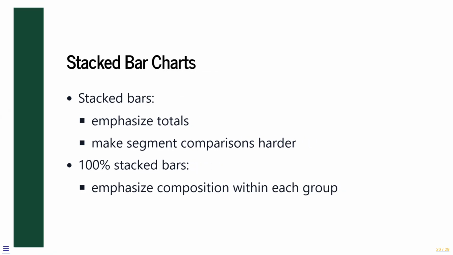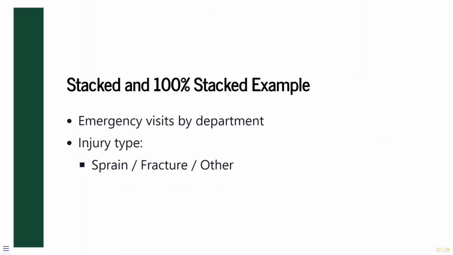In a stacked bar chart, bars for each category are stacked atop one another. This emphasizes the total size of each category, but makes it harder to compare the segments across stacks. You might use a stacked chart to show how types of injuries, sprain, fracture, other, contribute to emergency visits across departments. If you convert each bar to 100% of its height, you get a 100% stacked bar chart that highlights composition within each group.